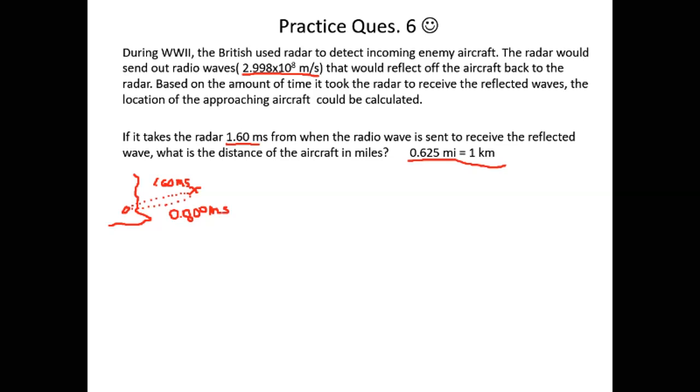So now how are we going to solve this problem? Well, we have the time in milliseconds. We're going to convert it to time in seconds. And then once we have the time in seconds, we can find the meters because we know its velocity. And then we can find kilometers and then ultimately miles.